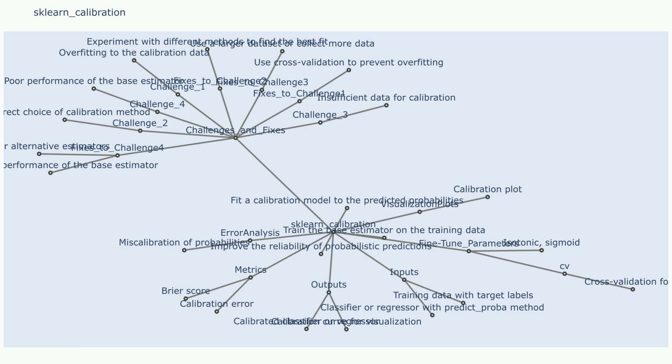Inputs. Input 1. Explain in detail. The input to calibration is a trained machine learning model, typically a probabilistic model like logistic regression, support vector machines, or a decision tree. This model should have been trained on a labeled dataset and is ready to make predictions on unseen data.